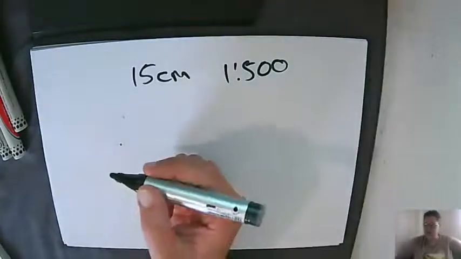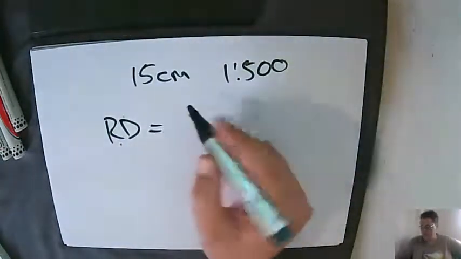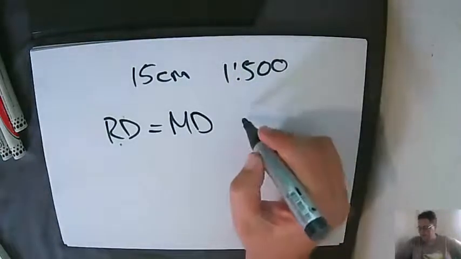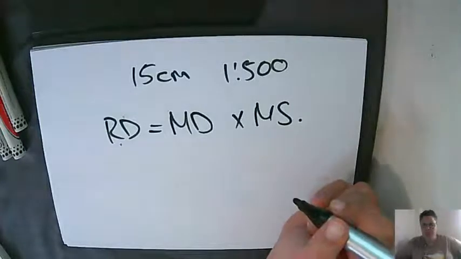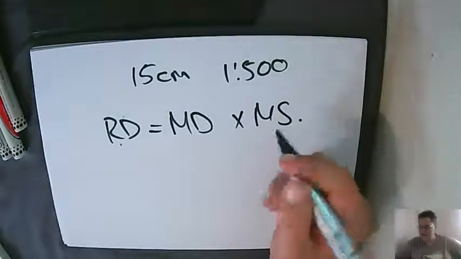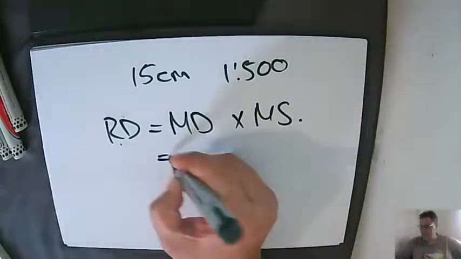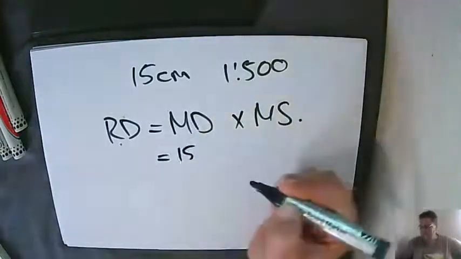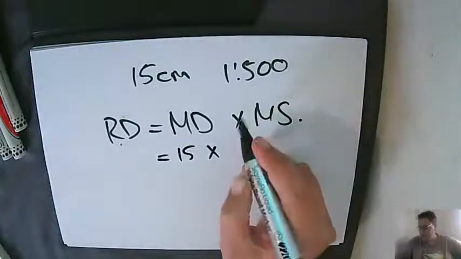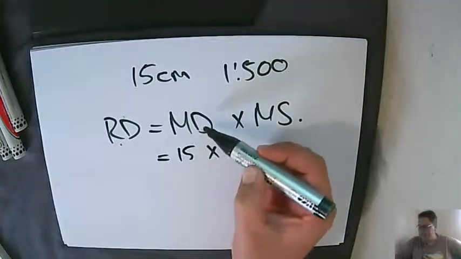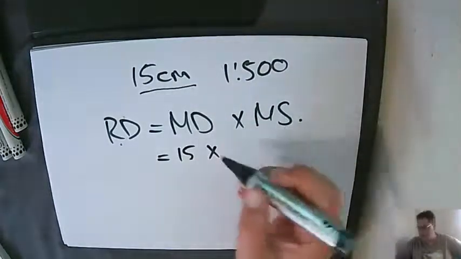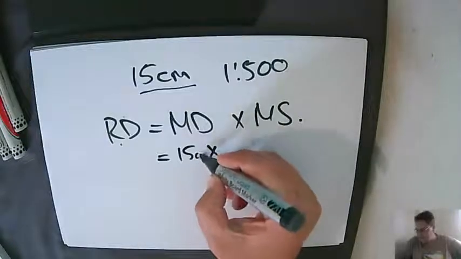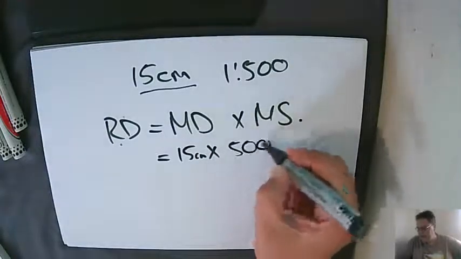We have just got a formula. Real distance equals map distance multiplied by map scale. Okay, so now all we have to do is put in the information. So that will be equal to 15 multiplied. Why have I put in 15 here? It's the map distance measured by the ruler. Okay, so it's 15 centimeters multiplied by 500.